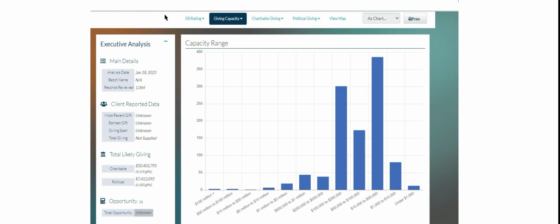And of course, we break down everybody's favorite, which is capacity. What is this donor likely to support me with? If they were going to give me a donation, how much would it be roughly?